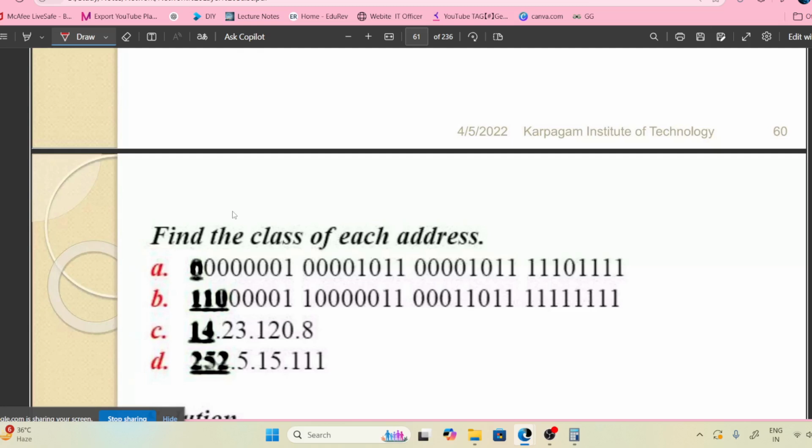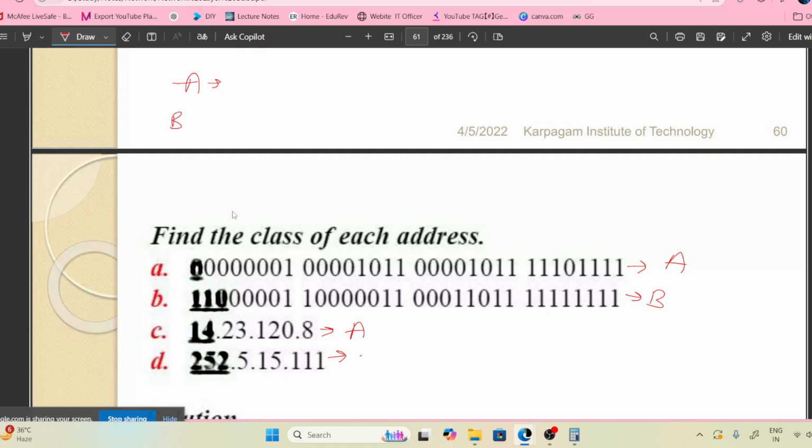Now, this is again a question to you. Find the class of each address. So you need to let me know which class this IP belongs to: class A, B, C, like this. The first one belongs to class A. The second one is class A. The third belongs to class C, and the fourth I think is class D or E. Maybe E. Yes, E. It is very good. So we need to remember it.